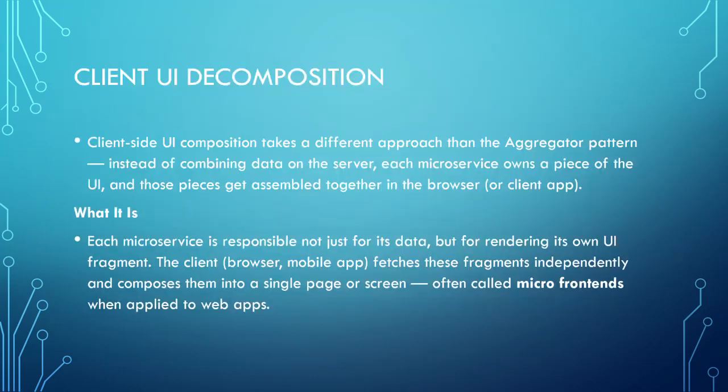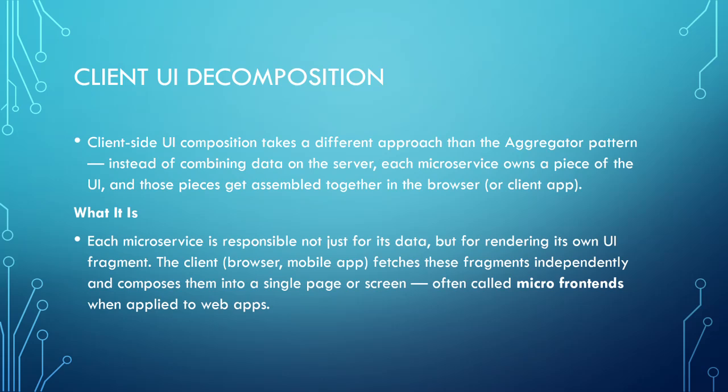Now, the third and final one is client UI composition. Client-side UI composition takes a different approach than the aggregator pattern. Consider a UI such as Angular or React, which has single page applications. According to the UI, we can group all the API requests into a single microservice. So each microservice is not just providing the data or a UI fragment; it independently provides APIs to a certain component in the UI or for the entire page.